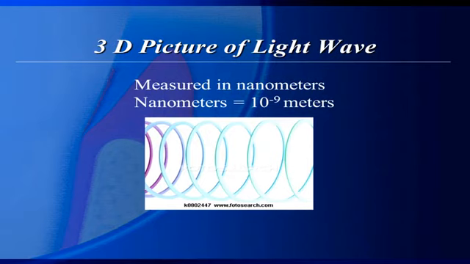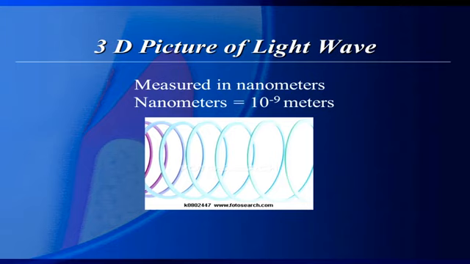Now, what is a nanometer? A nanometer is 10 to the negative 9th of a meter. If I go 10 times 10 times 10 times 10 times 10, 9 times, that little piece of a meter is a nanometer. So a nanometer is actually 1/1000th of a meter.